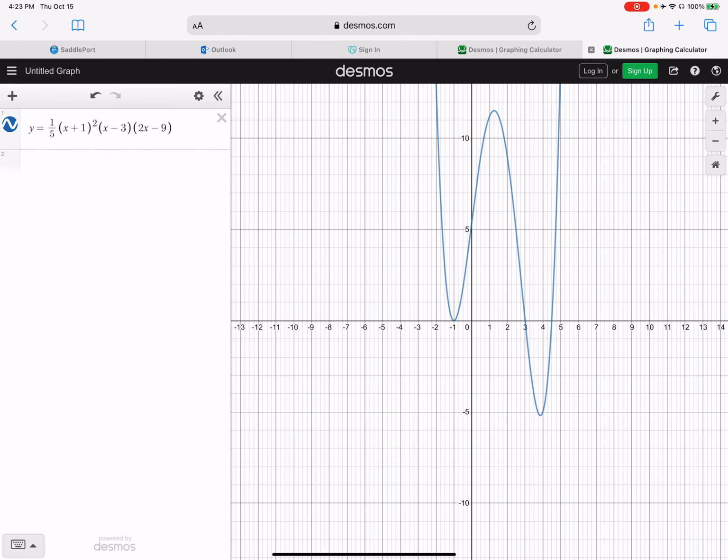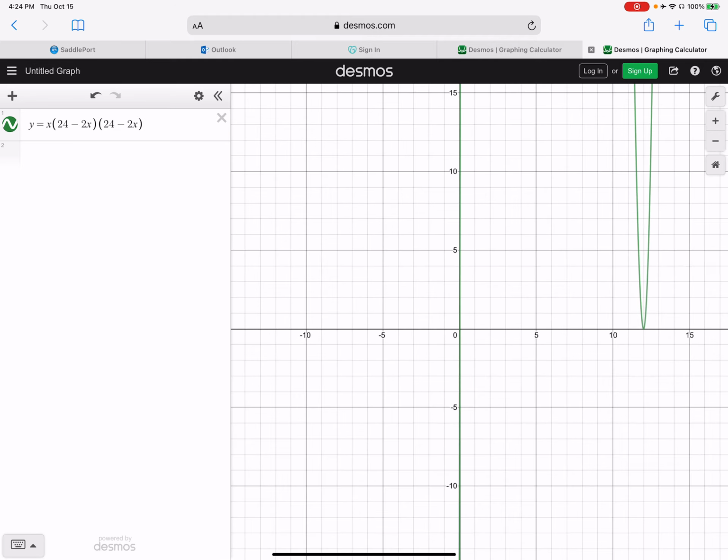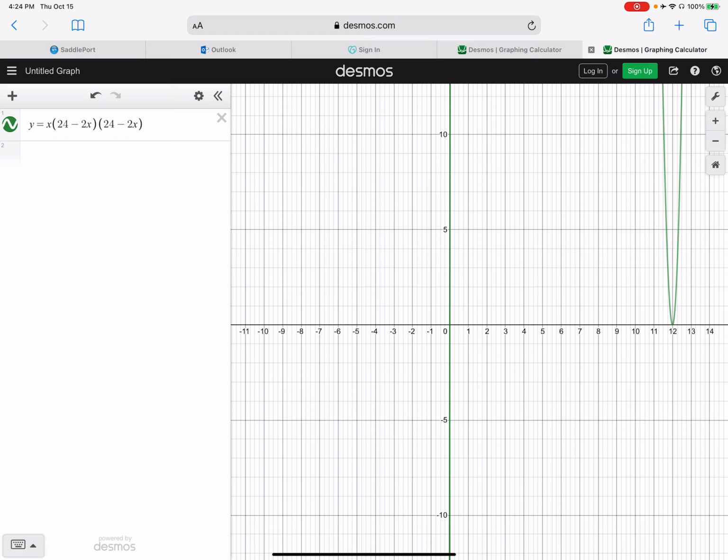And so if I go here and I X out of that and I start putting in, so Y equals, and we've got X, and then 24 minus 2x, right parenthesis, left parenthesis, 24 minus 2x, right parenthesis. It's like, what's going on? Well, it kind of adjusted to 12 right there for me.